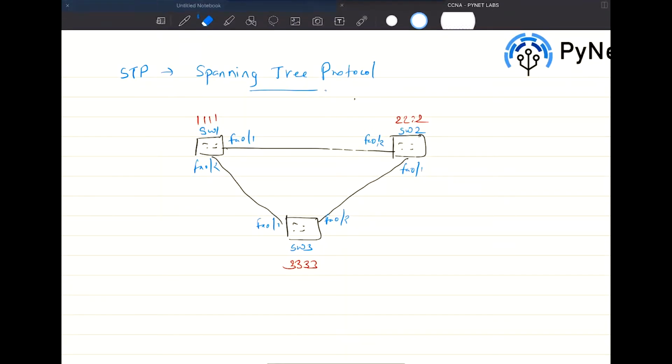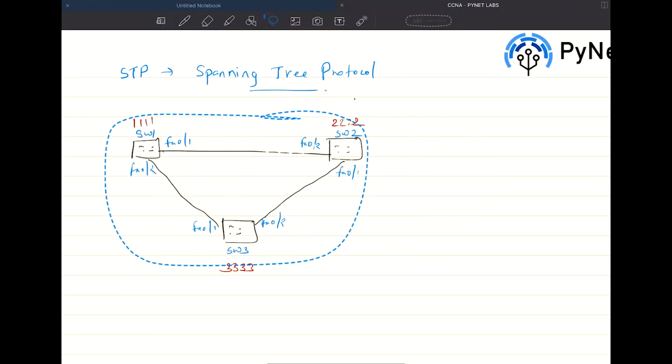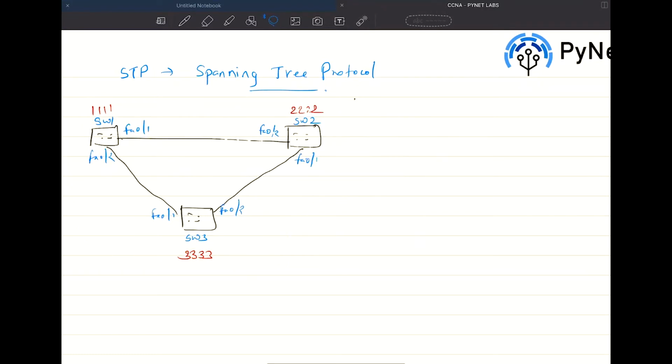Perfect. Now, what happens is everything starts with a process, and we call this particular process root bridge election. So the very first step of STP, okay, is called root bridge election.